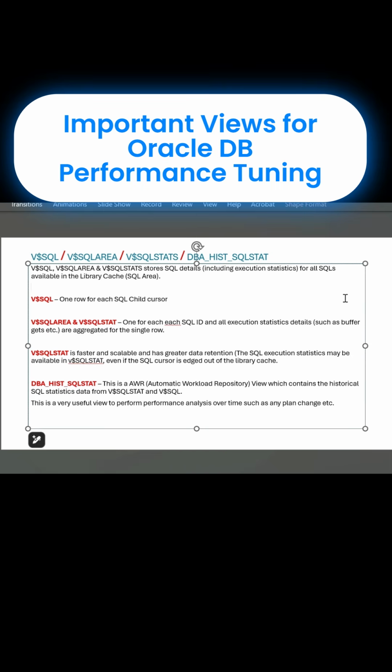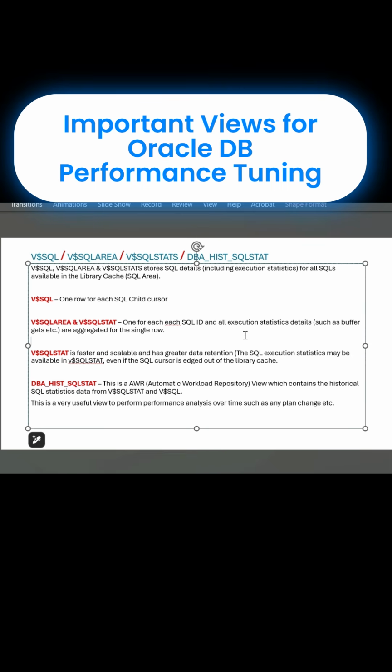So when you execute a SQL, it has a parent cursor, which is the SQL information, and then for each version of the SQL, there is a child cursor. For various reasons, the same SQL can be executed in a different way, with different plans, different execution. In that case, it creates a new version. So each version has a SQL child cursor. In V$SQL, you will have one row per child cursor, but for V$SQLAREA and V$SQLSTATS, you'll have one row per SQL ID.